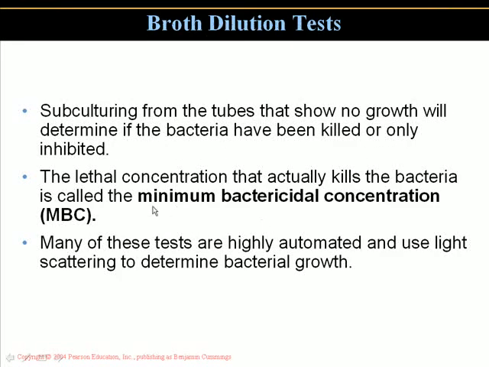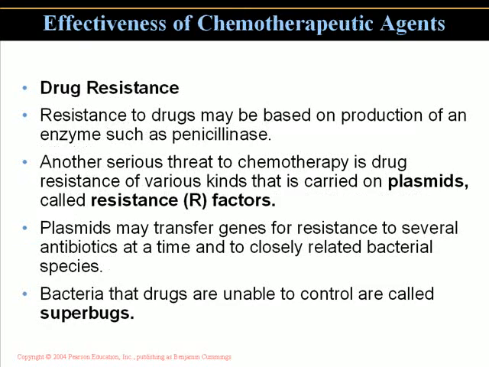There's also what's referred to as a minimal bactericidal concentration. This is the lethal concentration that actually kills the bacteria. Because remember, some agents are bacteriostatic, and at different concentrations a chemotherapy agent may be bacteriostatic, but not bactericidal. So the minimum bactericidal concentration is an important number to know as well. Many of these tests are highly automated, and they use different techniques now, light scattering techniques, to determine whether bacteria is growing or not. So it's very automated now to be able to determine these concentrations.